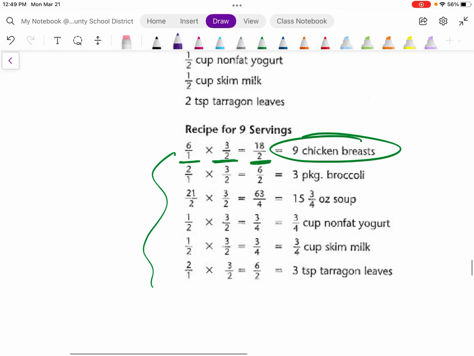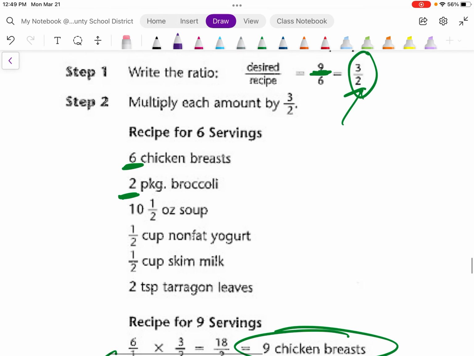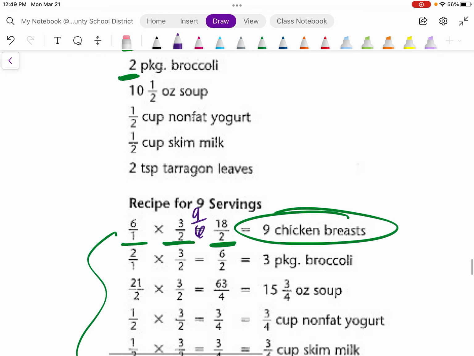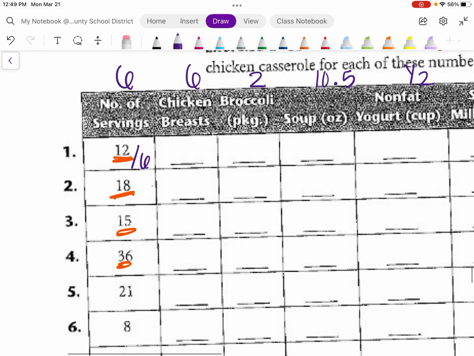The way that you are going to do this is by multiplying, just like we did in the previous page. Essentially you're doing this, but for the number of servings. When we did 9 servings, this fraction was 9 over 6 because that's how many we were talking about. In this case, the 12 is out of 6. So we're going to multiply 12 out of 6 times the 6 chicken breasts. That gives me 12 chicken breasts for a 12 serving recipe. Then I'm going to take 12 over 6 times the 2, and that's going to give me 4. 12 over 6 times 10.5 gives me 21.